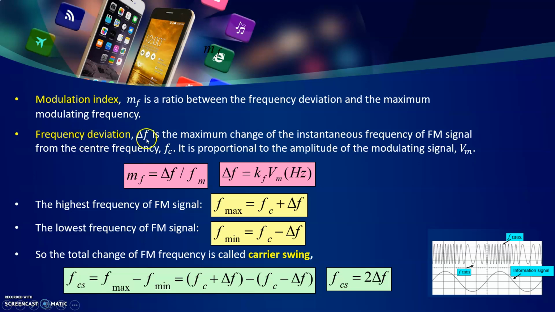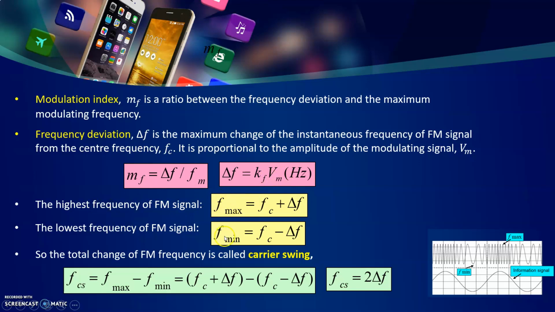Frequency deviation is the maximum change of the instantaneous frequency of the FM signal from the center frequency. It is proportional to the amplitude of the modulating signal Vm. One equation we can use to calculate the frequency deviation is delta F equal to Kf times Vm. Kf is a constant value called the frequency sensitivity, and Vm is the amplitude of the modulating signal.